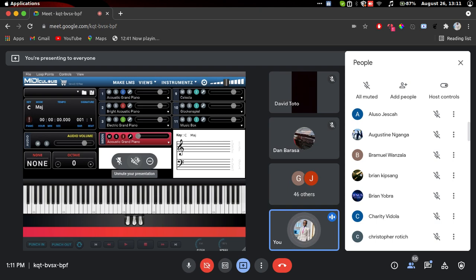So I have here my piano with a lot of keys, and I've learned that these keys have different names.